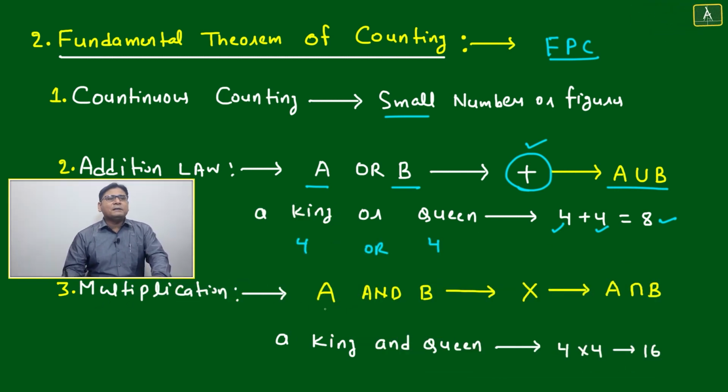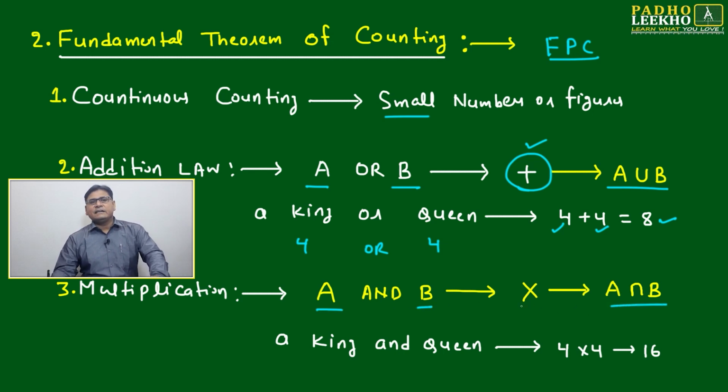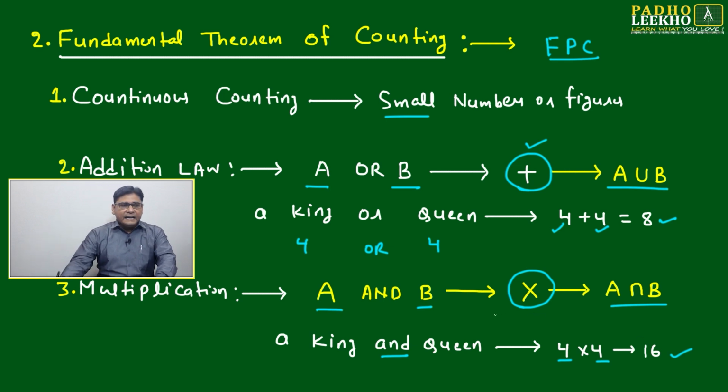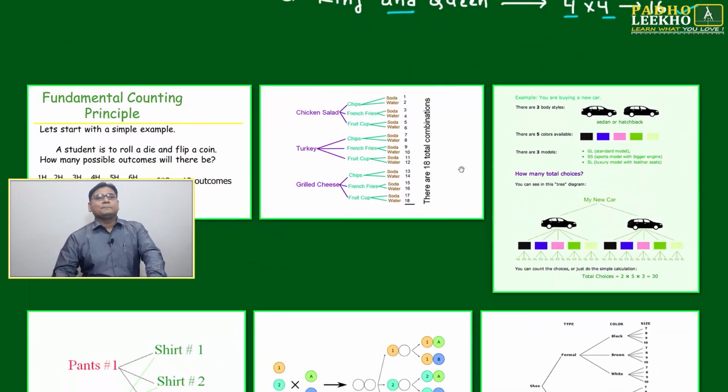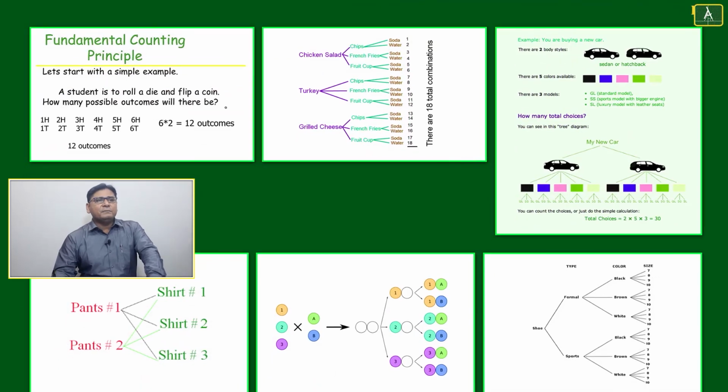Now next is multiplication, A and B. A and B means it is an intersection, and always we will use multiplication. Like a king and queen means 4 into 4, it will be 16. Means anywhere you are selecting both together at a time, then multiply. If we are selecting any one at a time, add. Simple thing. Now we'll take a few examples.